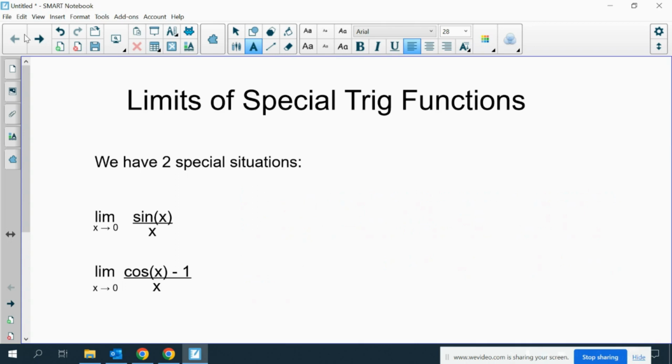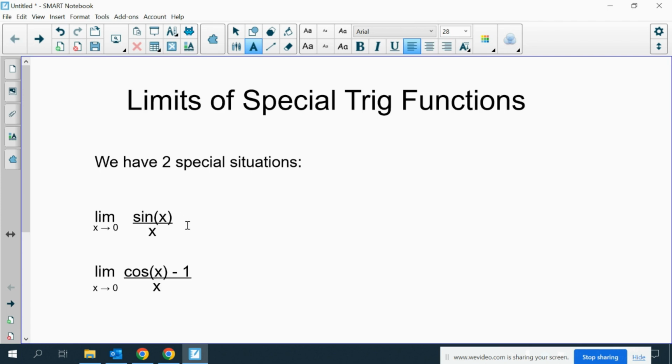This video is about special trigonometric functions and what the limits are as they approach certain values. So today we're going to talk about two special situations. One is the limit as x approaches 0 of sine of x over x, and the other is the limit as x approaches 0 of cosine x minus 1 over x.